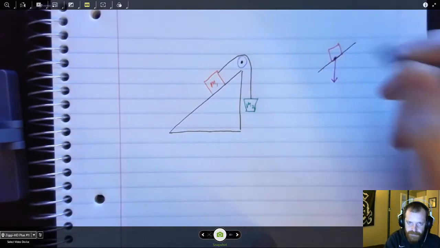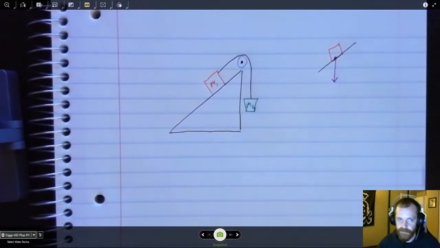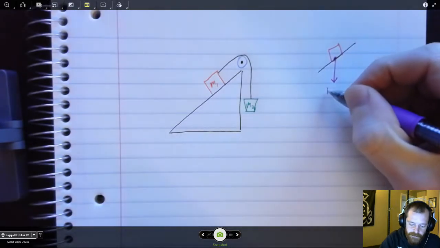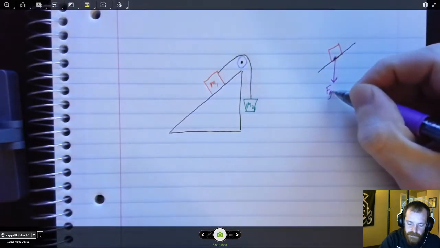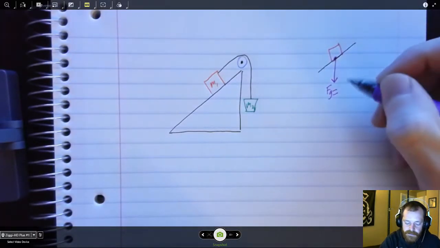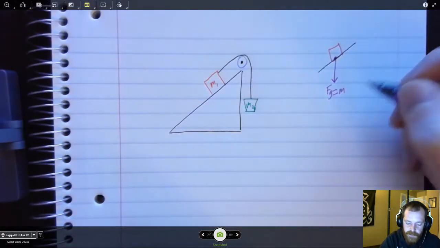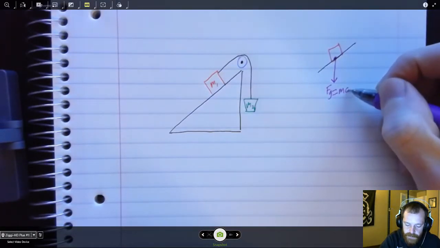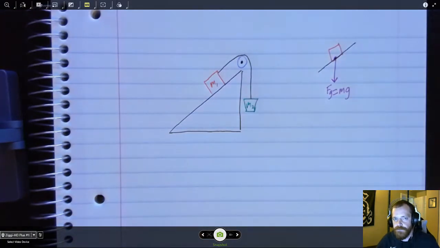Now, what you have to think of as synonymous with the force of gravity is m times g, the mass times the acceleration due to gravity. So the force of gravity, or the weight of the object, can always be found by taking the mass of the object in kilograms and multiplying it by the acceleration due to gravity, which we should remember is 10 meters per second squared.